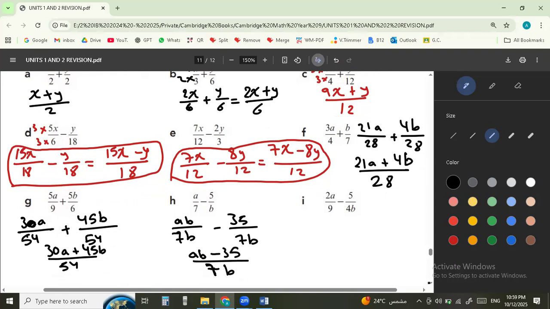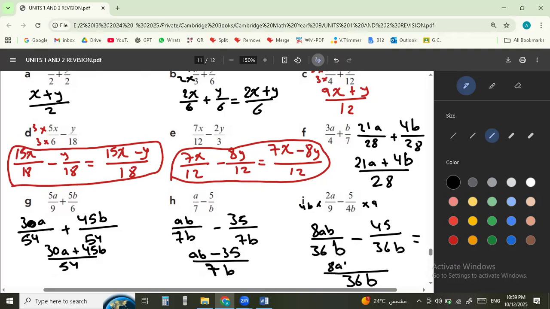They are unlike terms. Here multiplying by 4b and there multiplying by 9. So multiplying here by 4b up and down, by 9 up and down. 4b times 2a, 8ab over 4b times 9, 36b, minus 9 times 5, 45 over 9 times 4b, 36b. 8ab minus 45 remains the same, 8ab minus 45.